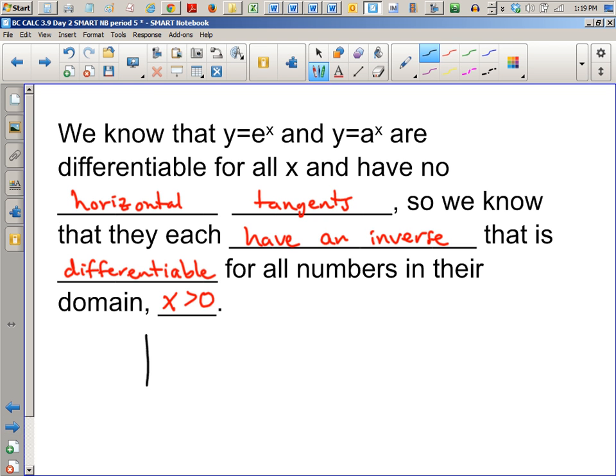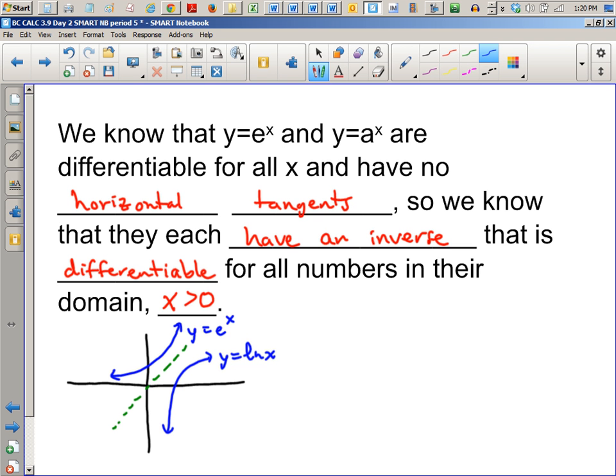If you didn't understand that sentence, here's what I'm saying. We believe that e to the x is very smooth, no corners, no cusps, no vertical tangents, no breaks. Because of that, we believe that its inverse, which is simply a reflection over this line, whose name, by the way, is ln, we believe that that graph will have no vertical tangents, no cusps, no corners. Actually, we believe it has no vertical tangents because e to the x had no horizontal tangents, see? So when we flip it over that line, it should be perfectly differentiable.